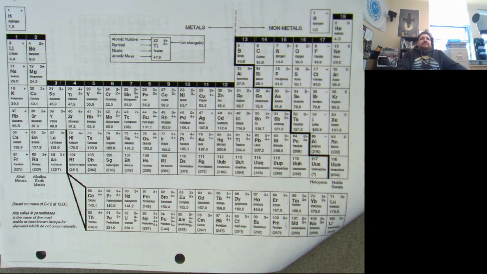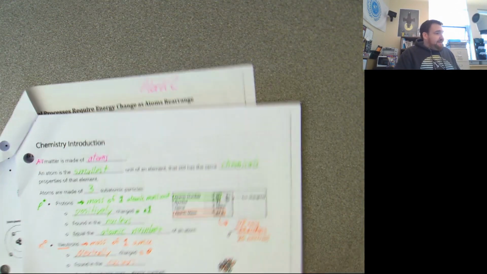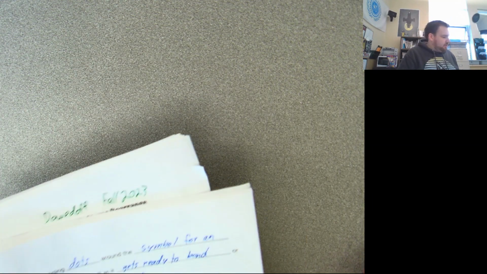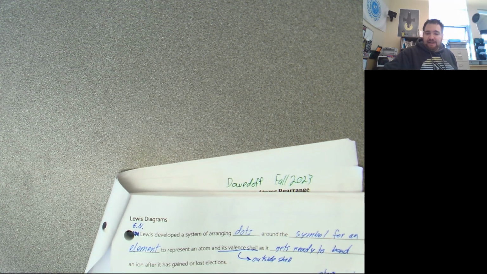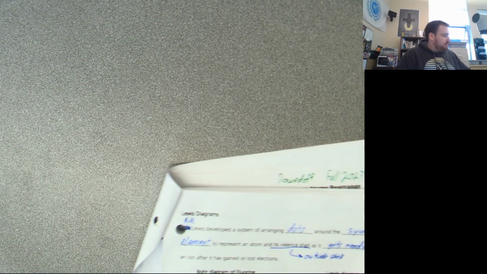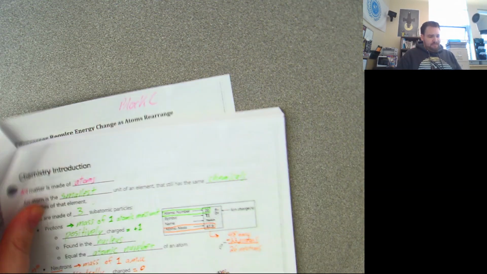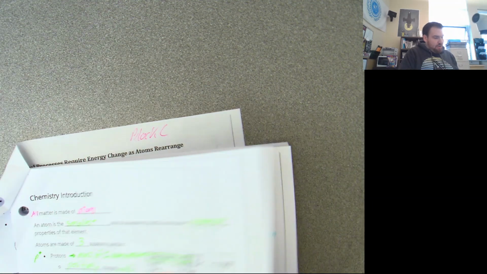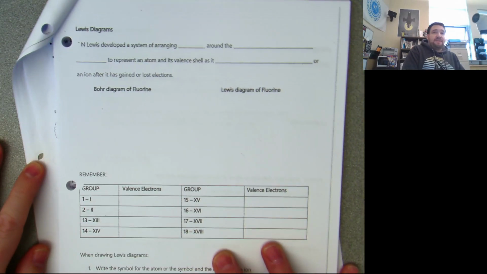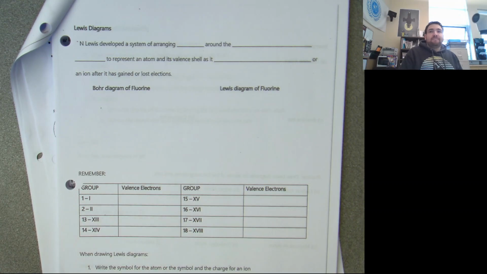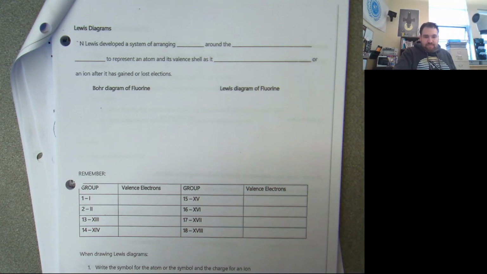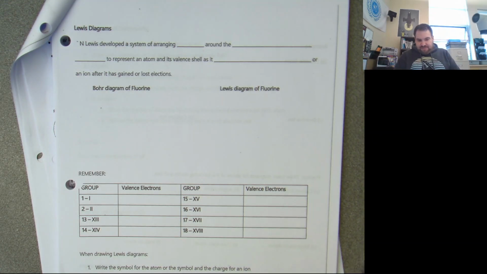So, we got, what is that, 15-ish minutes? I think we can all agree that that's a lot of work. And if we can find a way to do less work, that would be better, yes? Okay, so in your booklets, I want you to find me this page. It says Lewis diagrams up at the top. Lewis diagrams.